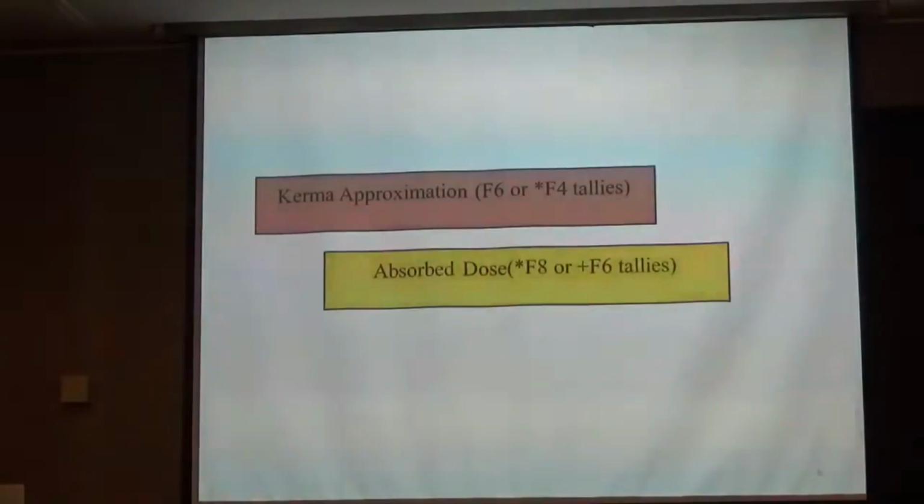In this study, we used the MCNPX Monte Carlo code. Therefore, if the electron equilibrium is established, we can use the kerma approximation instead of the absorbed dose calculation in the MCNPX code. To calculate the kerma approximation, we use F6 or *4 tallies, and to calculate the absorbed dose, we should use *F8 or +F6 tallies.